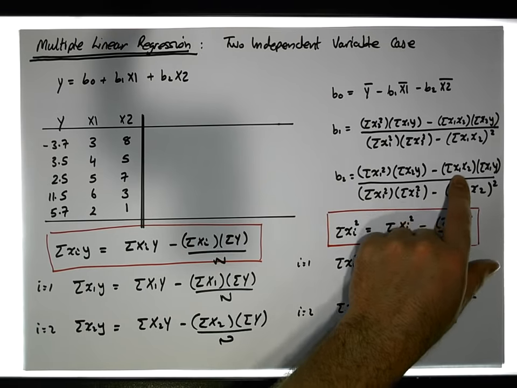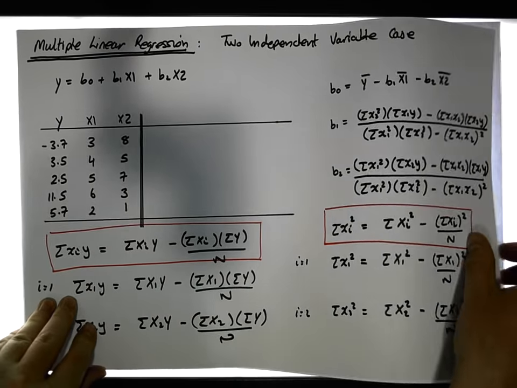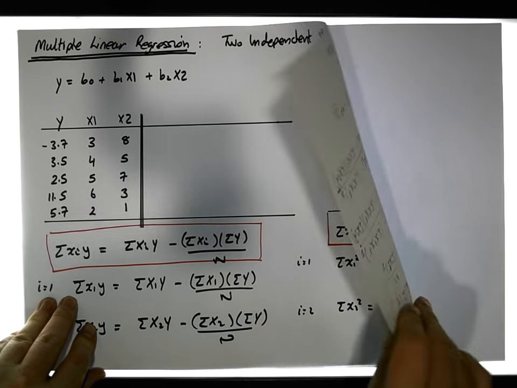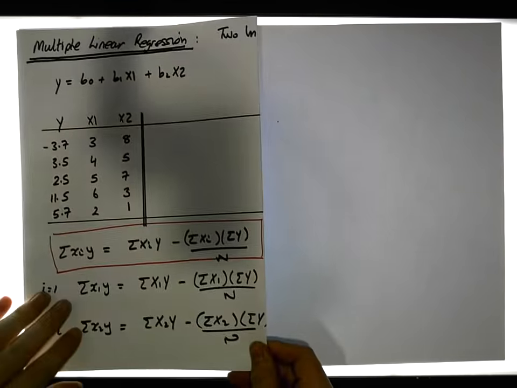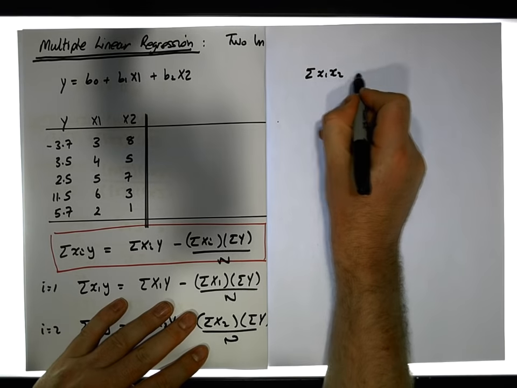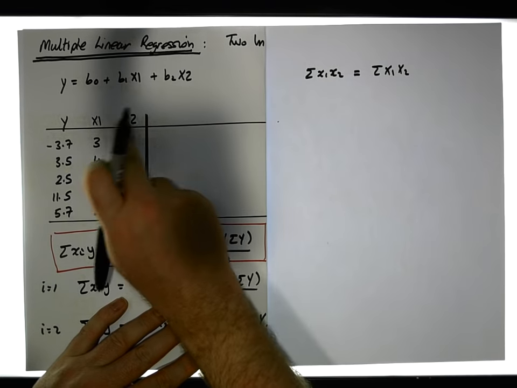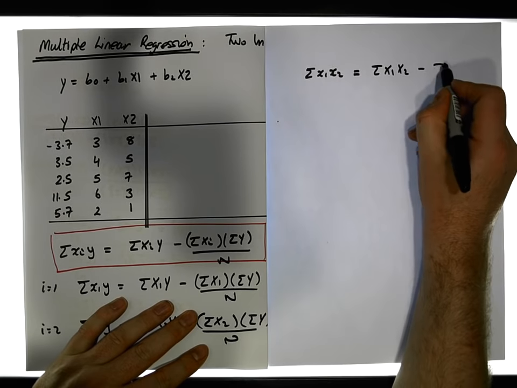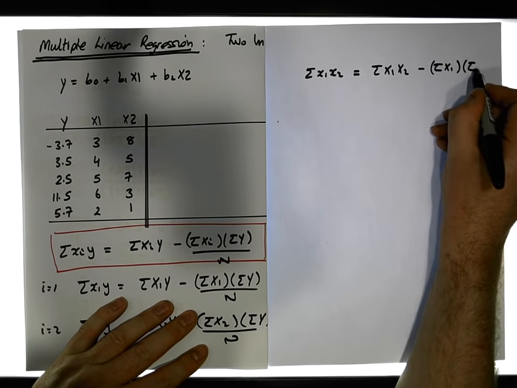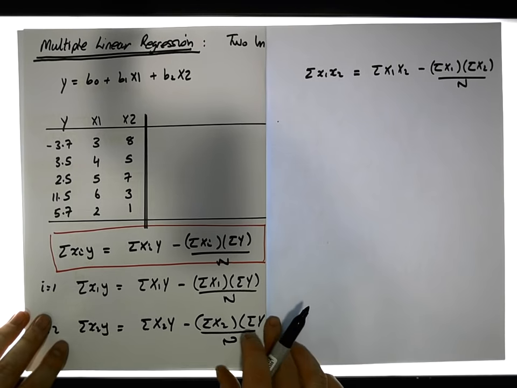The only thing we're missing now is the cross product of the two independent variables. Maybe I'll write that down. The final one to calculate is the sum of the x1 x2 values, which is equal to the sum of the x1 variable times the x2 variable, the cross product of the independent variables, minus the sum of the x1 times the sum of the x2, over n. So we have to do all these calculations.